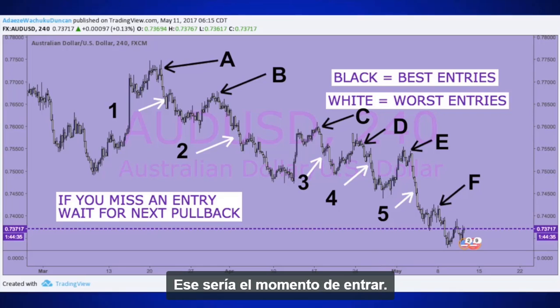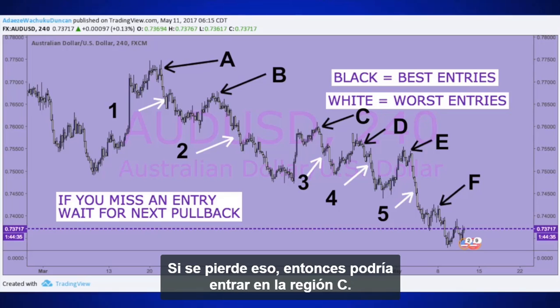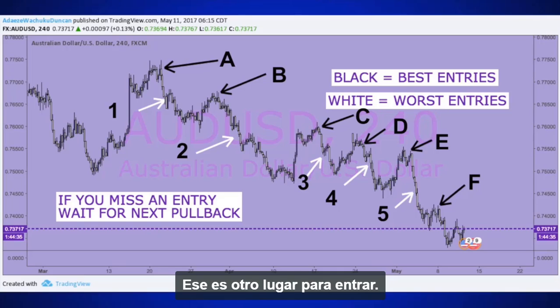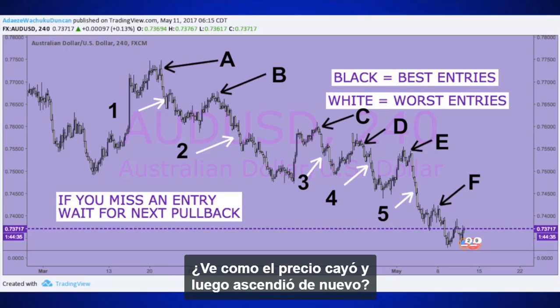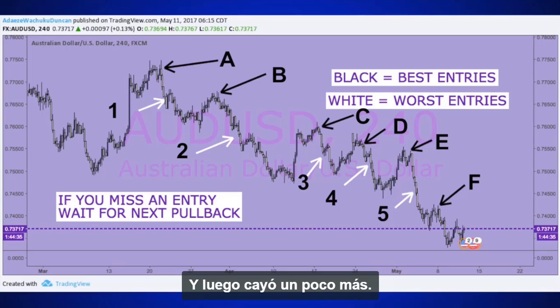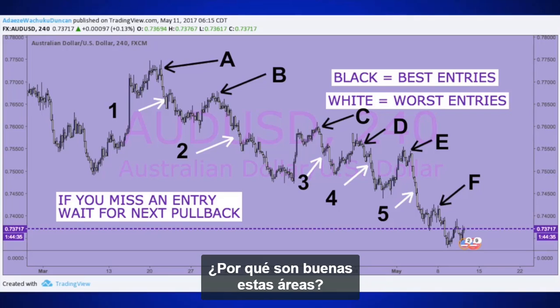That would be the time for you to get in. All right. If you miss that, then you could get in region C. You see where it says C? That's another place for you to get in. See how price fell down and then it pulled upward again and then it fell some more. All right. Now, why are those areas good?